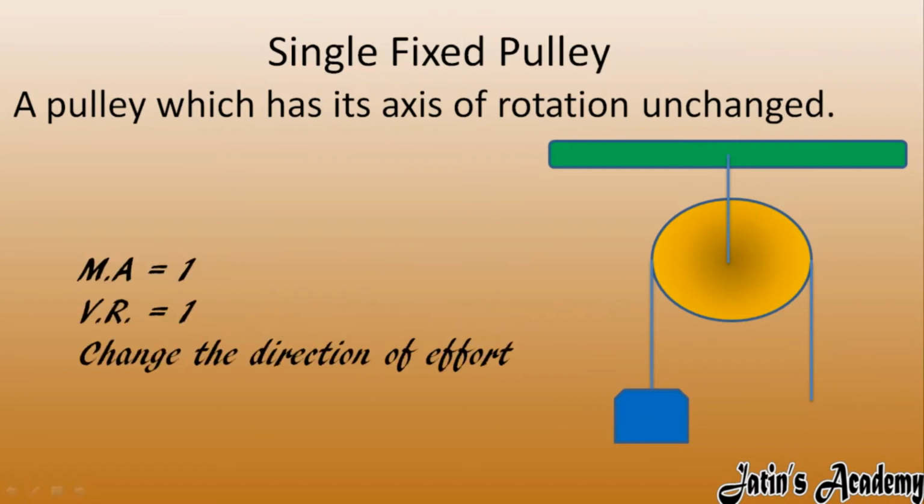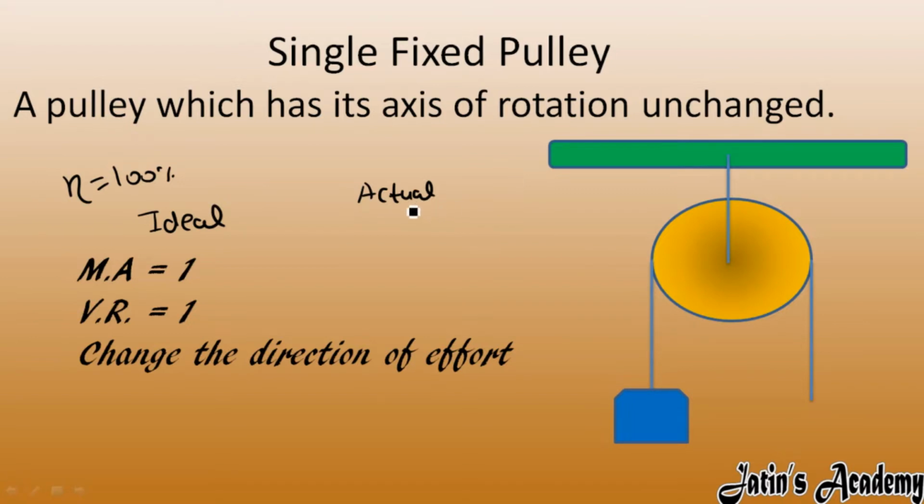Clear? Now note one thing, that for a single fixed pulley, mechanical advantage is 1, velocity ratio is 1, and it acts like a change in the direction of effort. But this mechanical advantage 1 and velocity ratio 1 is for an ideal machine. So what about the actual machine? In case of an actual machine, so many losses are there, friction losses are there. So due to the friction losses, efficiency is not 100%. For an ideal machine, efficiency is 100%, but in case of an actual machine, efficiency is not 100%. When efficiency is not 100%, then something gets changed. What that thing is, we have to discuss.